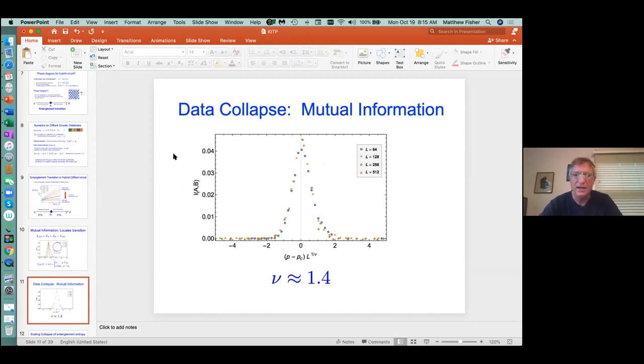One can do a data collapse to see if one gets nice critical phenomena here. And here we've shown that data collapse, and one can pull out a critical exponent which describes how a correlation length diverges, and it diverges with an exponent nu, which is around 1.4.